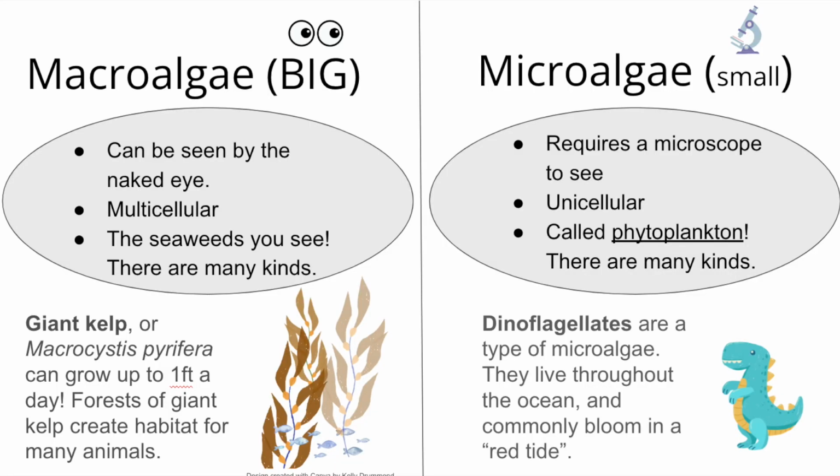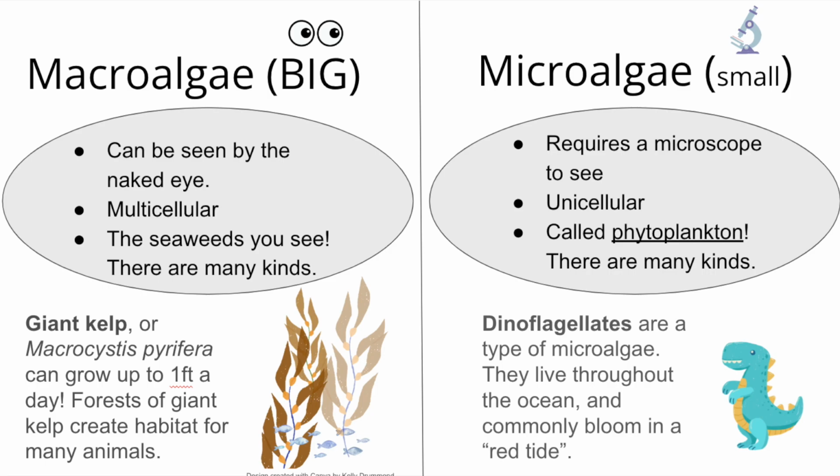So now we know that there are 3 main types of seaweed: red, green, and brown. In the beginning of the lesson, we said that seaweed can be seen without a microscope. When something can be seen without a microscope, it's called macro, so we call this macroalgae. The seaweed that you see washed up on the beach or growing in the ocean is all macroalgae.